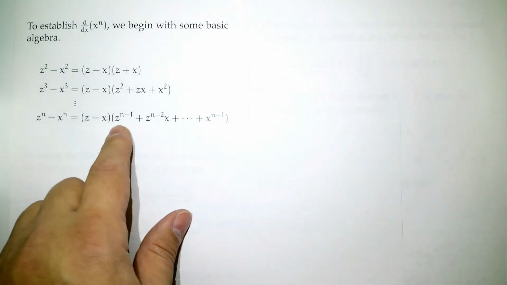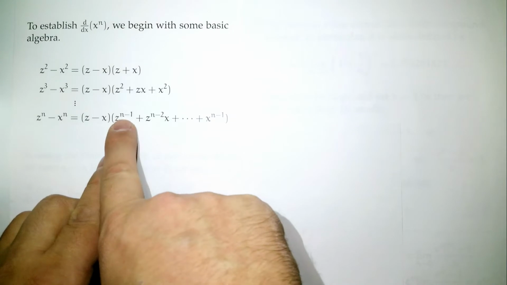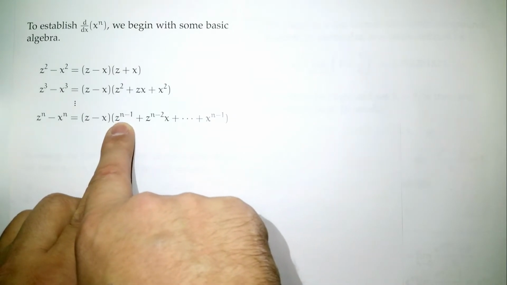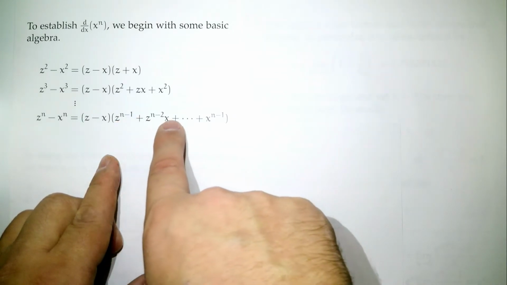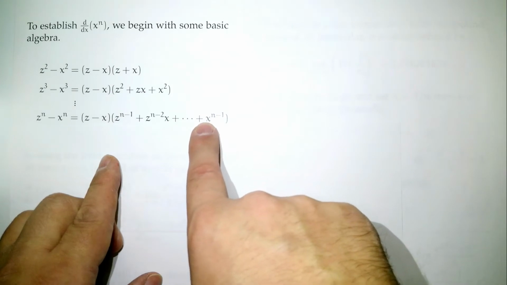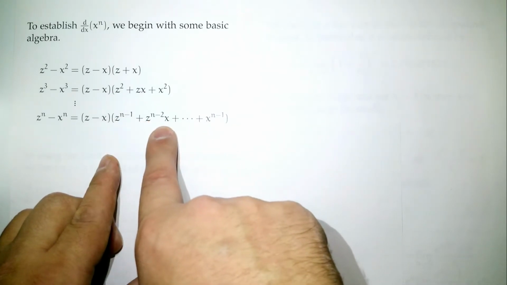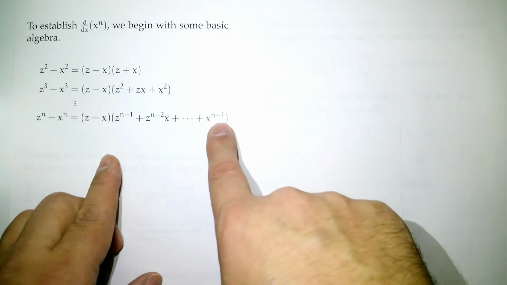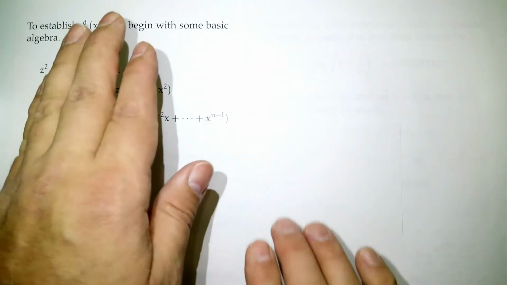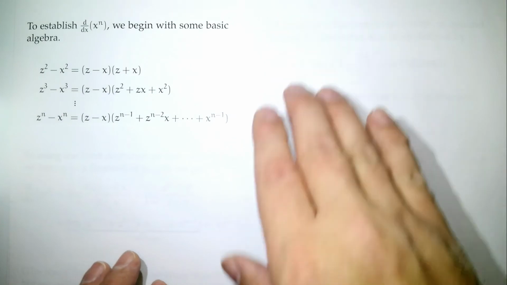Now what you should think about is the z powers are going down. So you start at n minus 1, the next one is n minus 2, and it goes all the way down to the end where you get 0. The x powers are going up. X to the 0, x to the 1, all the way to the end where you get x to the n minus 1. And that's what's happening. So as one goes up, the other goes down.